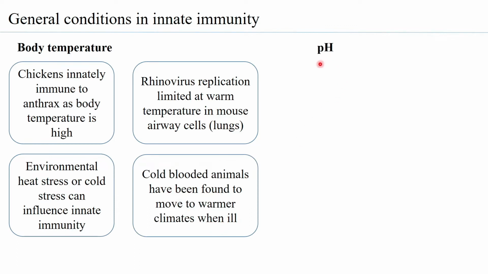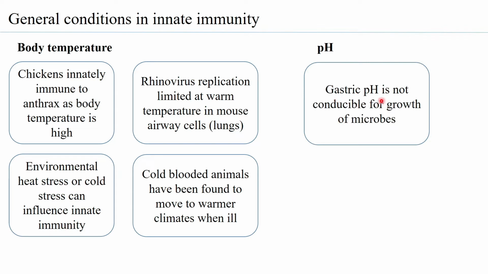Another condition that can affect the growth of microbes is pH. For example, the gastric pH, which is around 2 to 5, is not at all conducive for the growth of microbes. Suppose microbes come in through food and enter the stomach; there are all chances of the bacteria or pathogens getting killed because of the very low pH.